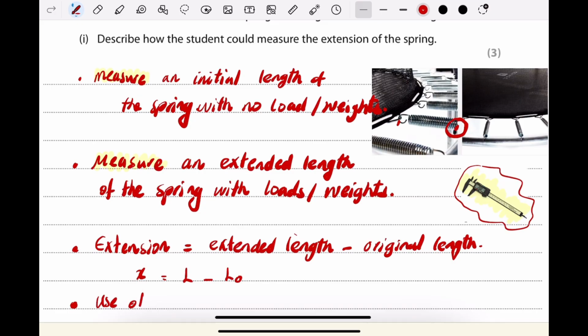use of a ruler to measure all lengths. For marking point 5, this is where you can really shine. It's a kind of detail to improve the quality of measurements taken. The mark scheme gives some great examples.